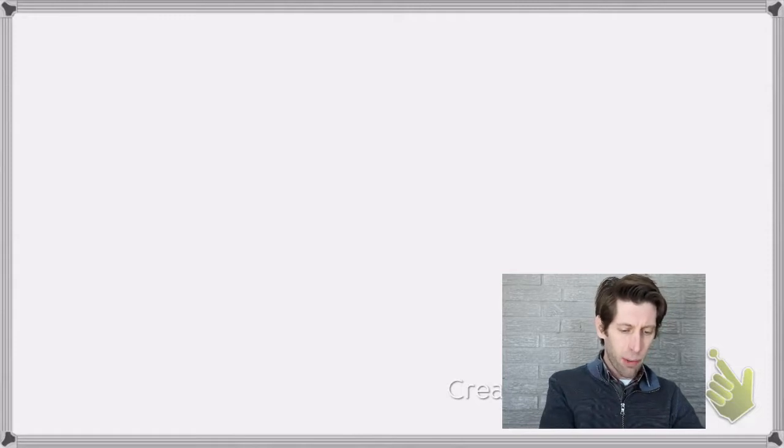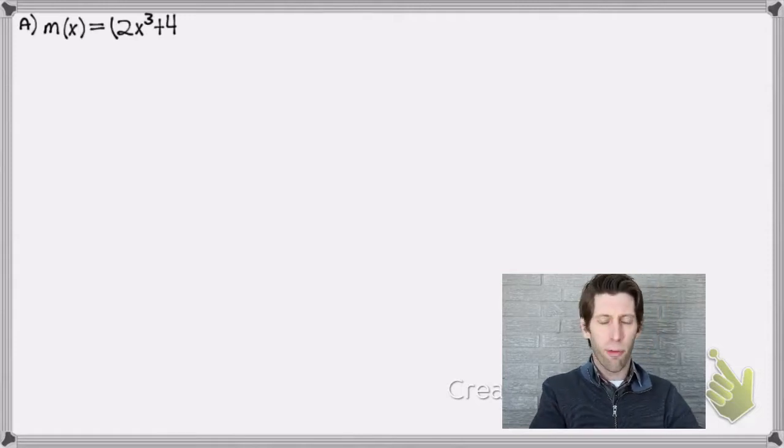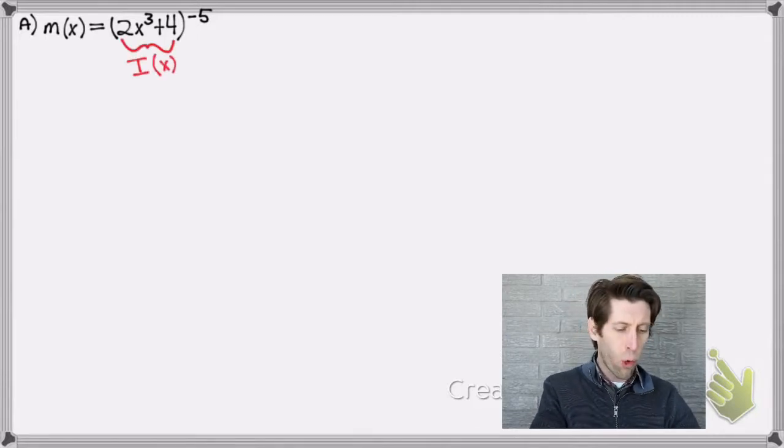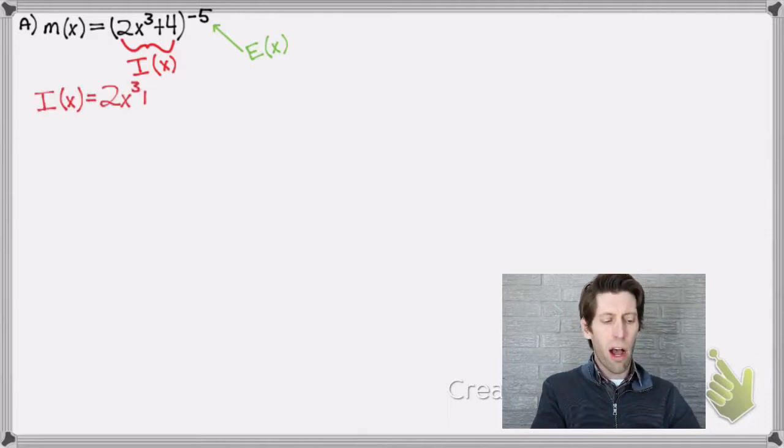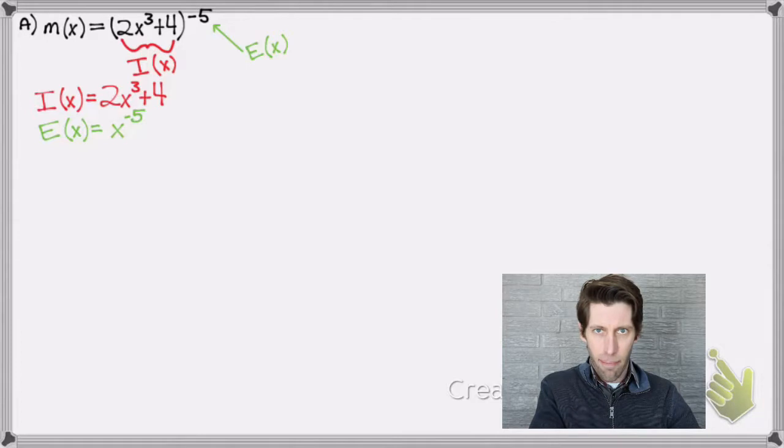In this example, our function that we're trying to differentiate is m of x, which is the quantity 2x cubed plus 4, all raised to the minus fifth power. You'll notice here that 2x cubed plus 4 is the inside function, that is I of x. And that raising to the minus fifth power is the outside function, the exterior function as your book would call it. So here I of x is 2x cubed plus 4, and e of x, the exterior or outside function, is x to the minus fifth power.